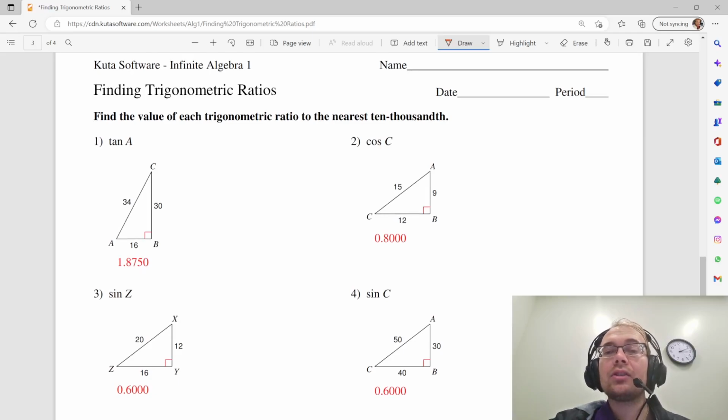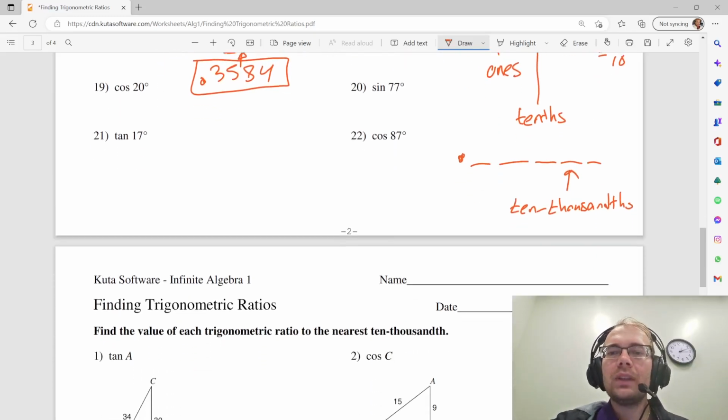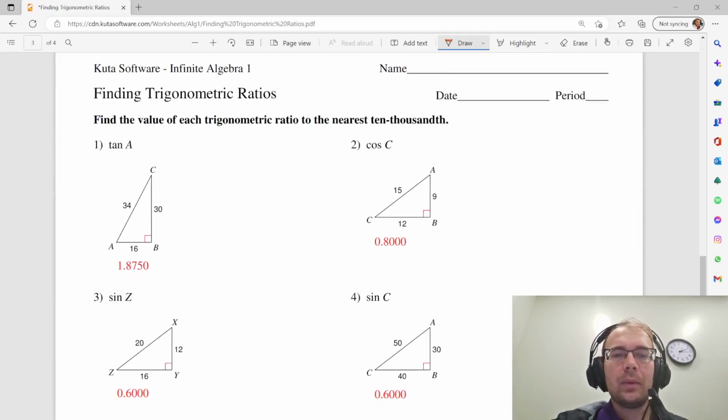If you need to show work, there's not really any work to show for 17 through 22, unless you just did what I did for 17, but that's kind of overkill, I think. The other ones we can show work for. So anyways, here's the answers.